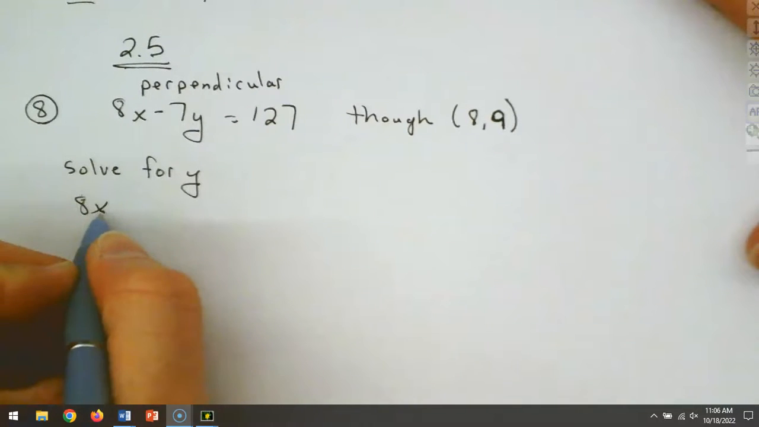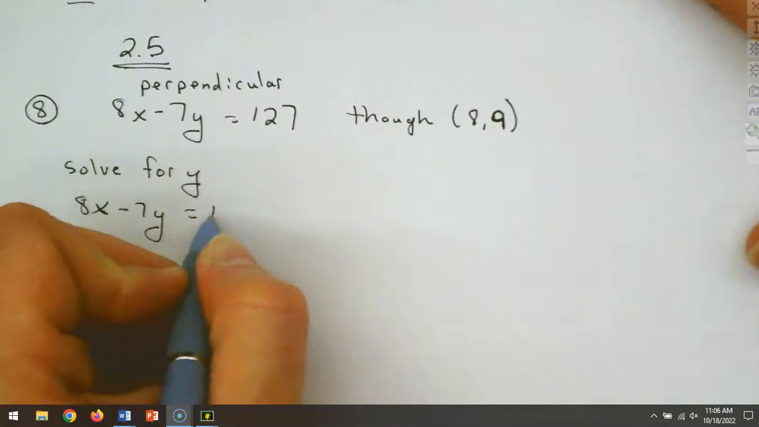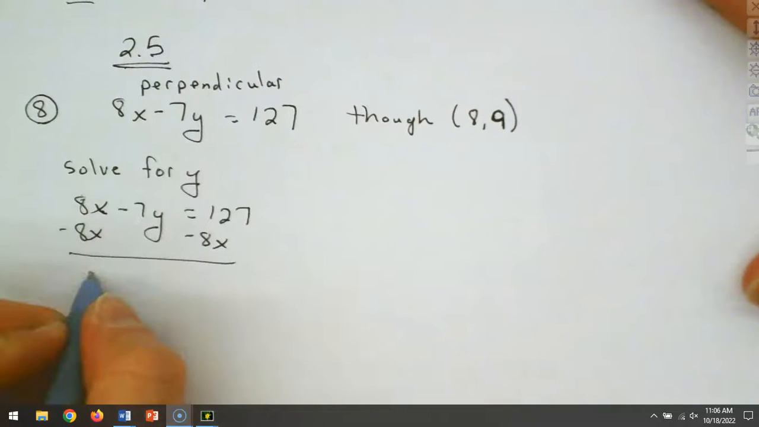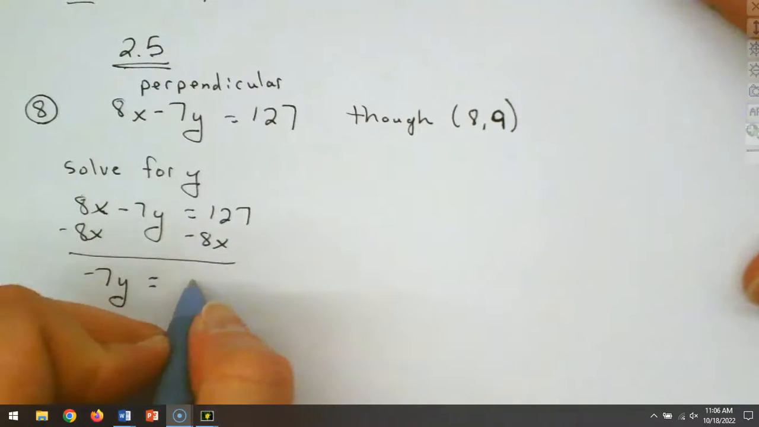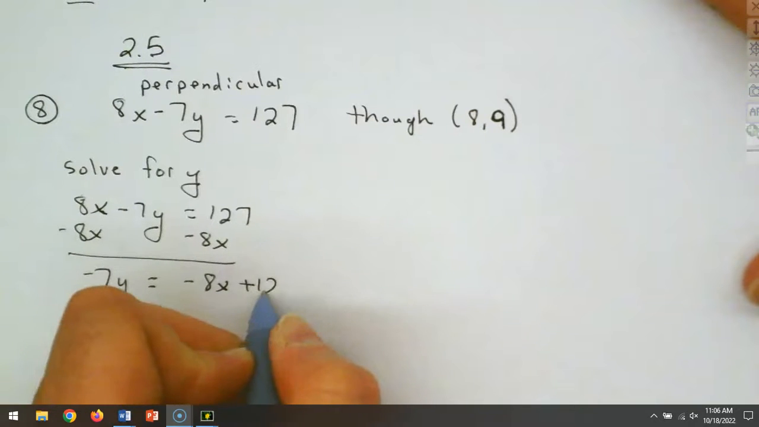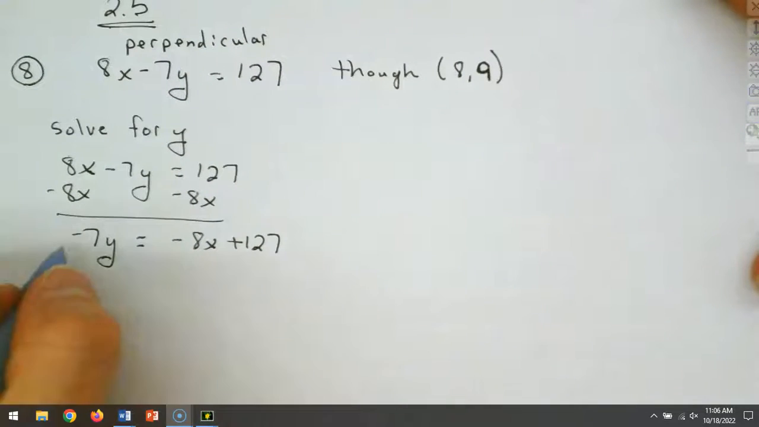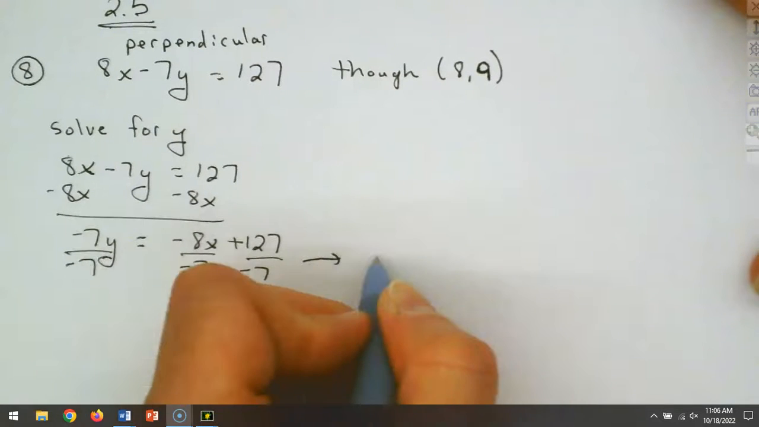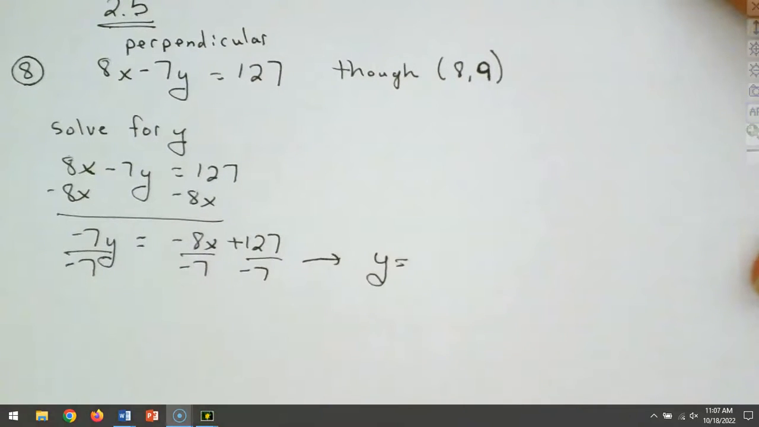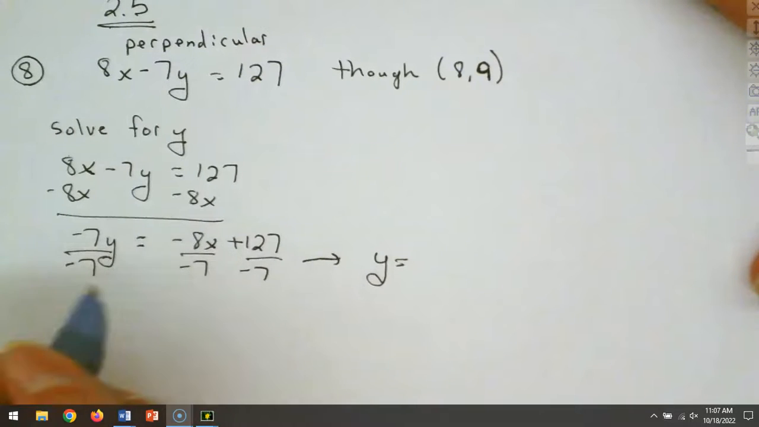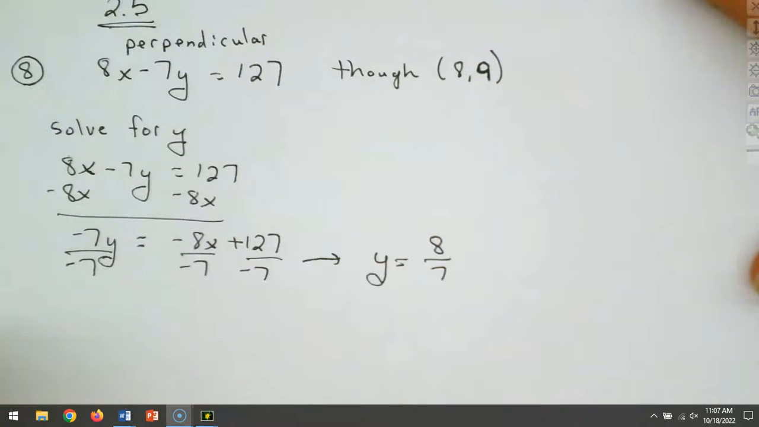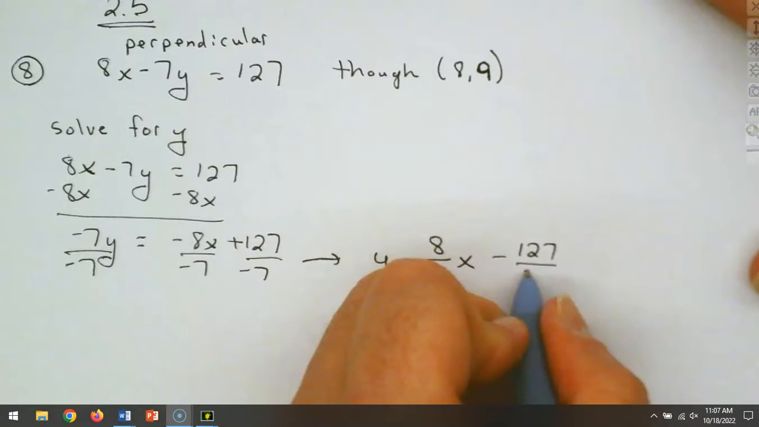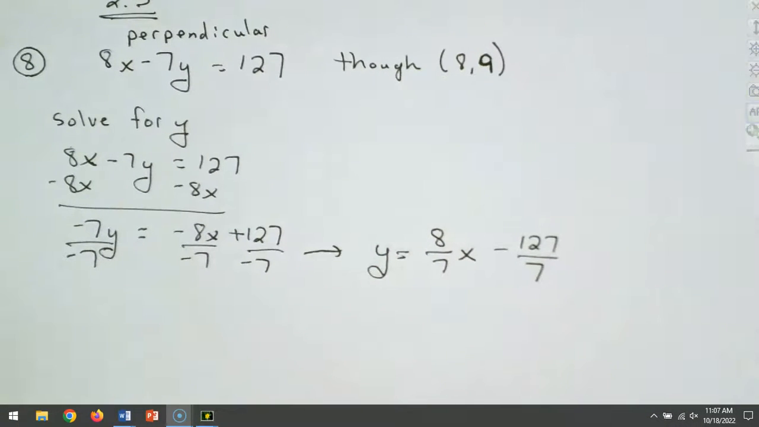And so we've got 8x minus 7y equals 127. So we'll move that 8x over. And that gives me a minus 7y equals a minus 8x plus 127. And we'll divide everything by a negative 7. And that leaves me then in slope-intercept form with y equaling now, negative and negative makes it a positive 8/7 x minus 127 over 7. Are you okay with that so far?